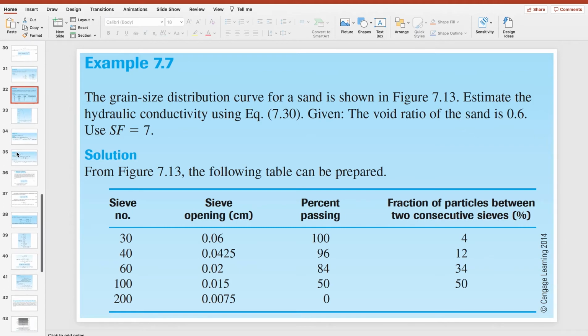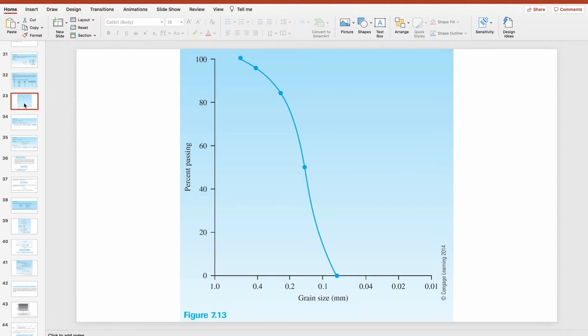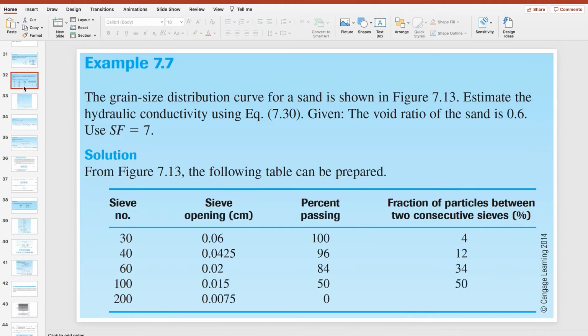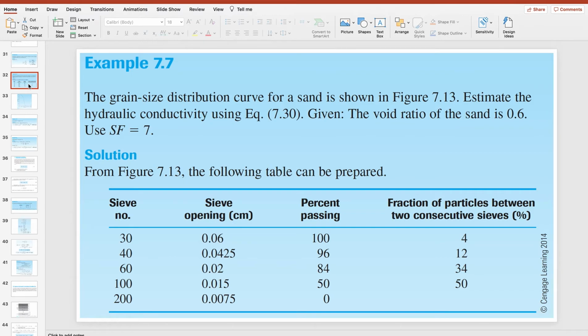Next, example 7.7. The grain size distribution curve for a sand is shown. So this is the distribution curve. We plotted this, sieve number and opening. Then we came up with this curve. Okay? So estimate the hydraulic conductivity using equation 7.30 given the void ratio of the sand is 0.6. Use F sub 0, which is 7. Okay? So we skip that part.